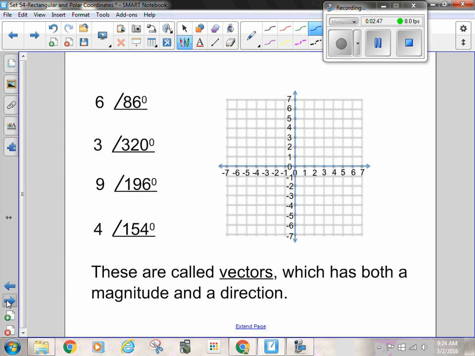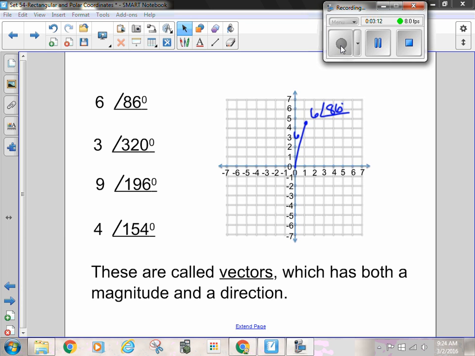So let's look here. We did our 6, 86, and now in my plane, when I draw my 6 length, I'm just going to draw a line. It's not going to measure to 6 on the plane because remember it's at an angle. Okay, so let's just call that, there's my 6. So this is my 6, 86 degrees.